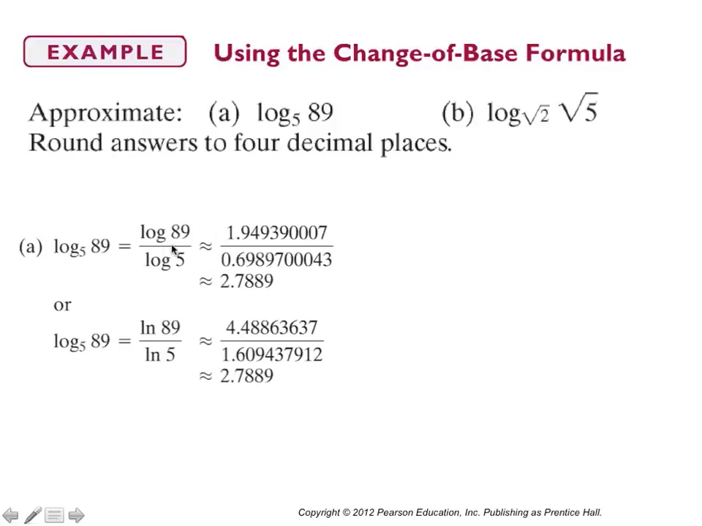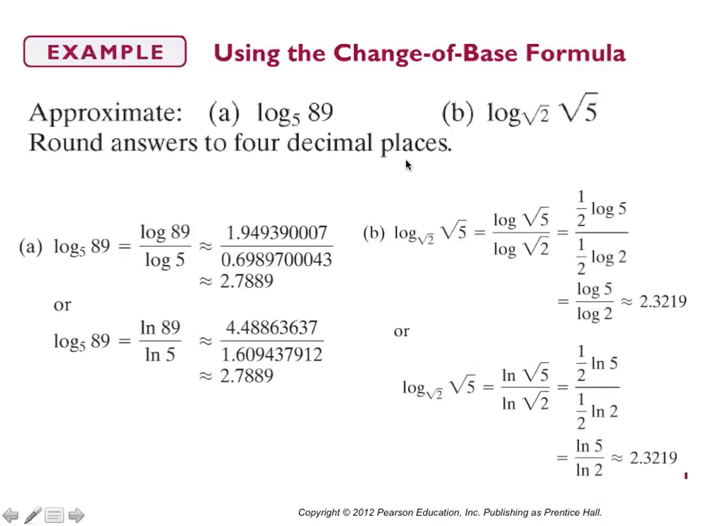Now, it doesn't matter if you choose to use log or natural log, as long as you're consistent. Okay, so if you use log for the numerator, you have to use log for the denominator. If you use natural log for the numerator, you have to use natural log for the denominator. And then let's take a look at b here. This one is not particularly nice, but we have log of the square root of 5 over log of the square root of 2, and that, when you actually do it in your calculator, is going to be 2.3219.